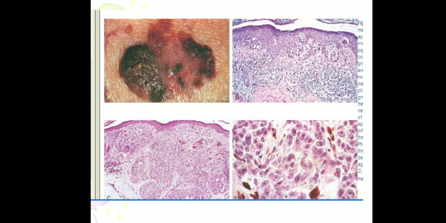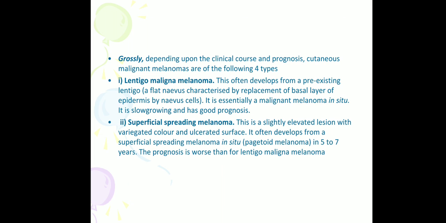So this is the clinical picture of malignant melanoma. You can see it is a pigmented lesion. Then microscopy shows nests of cells in the dermis with junctional activity, and there is melanin pigment in individual cells.